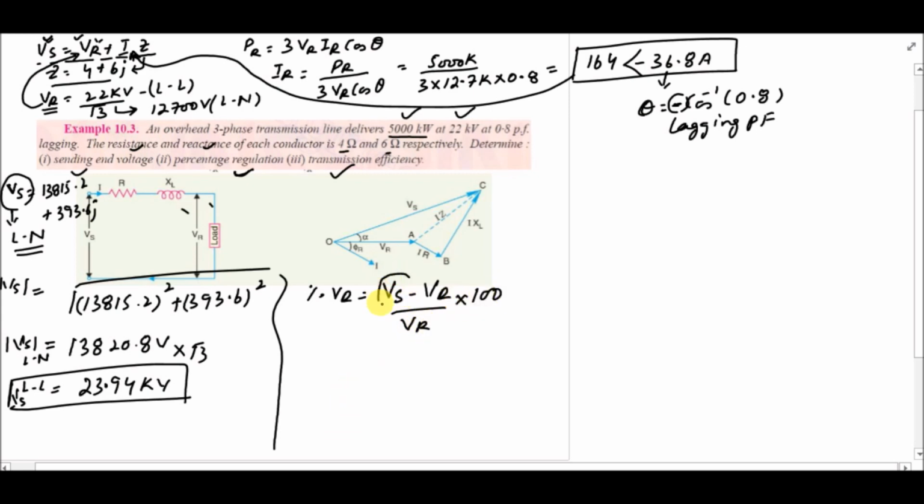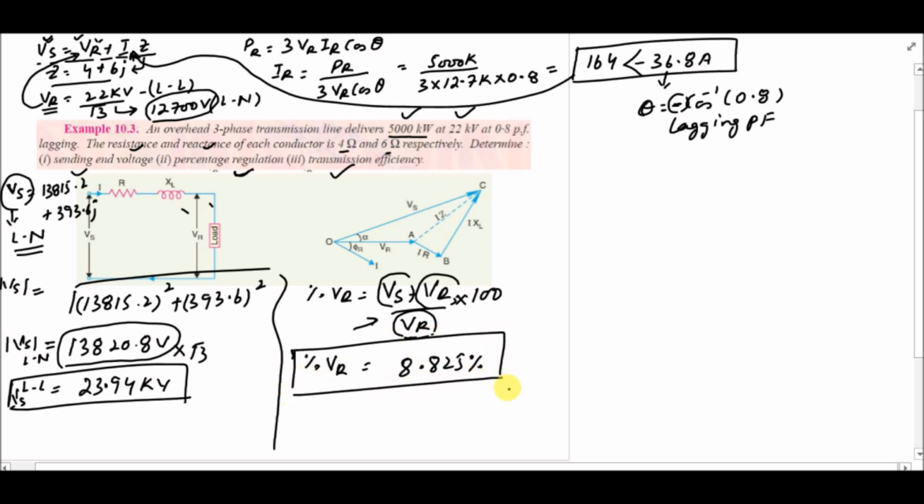We know the value of Vs, which is 13820.8. The value of Vr is 12700 volt, line to neutral. Similarly, in the denominator, the Vr value is same. So by putting the values in this formula, we are getting the percentage voltage regulation value, which is equal to 8.825%.